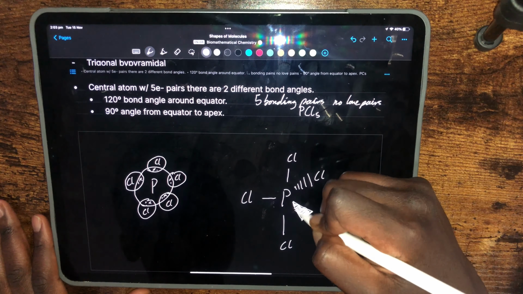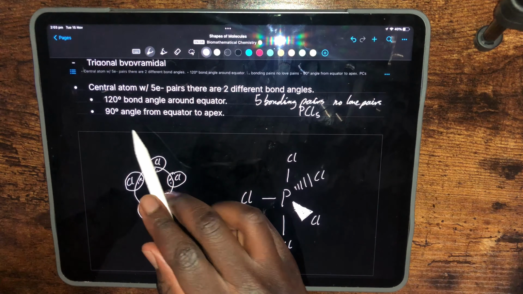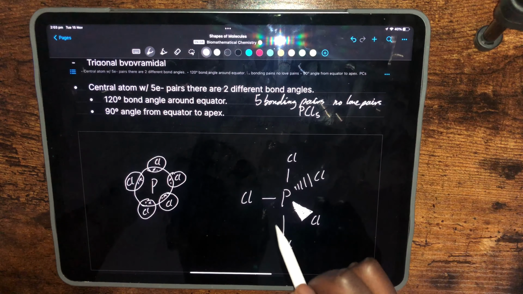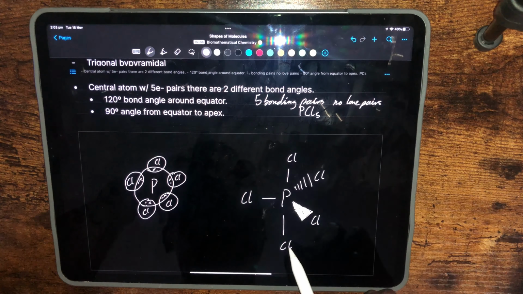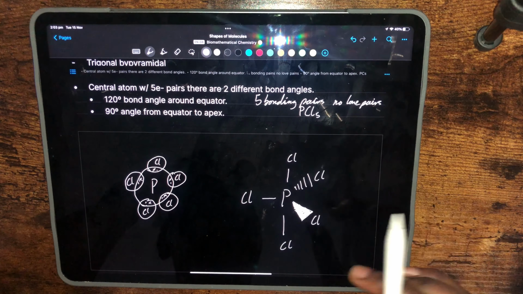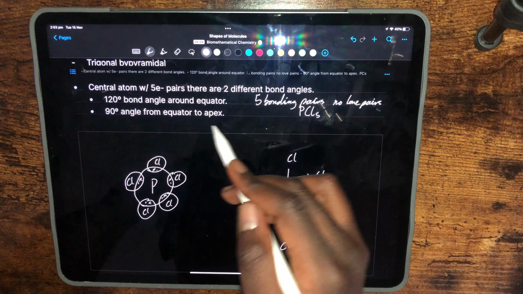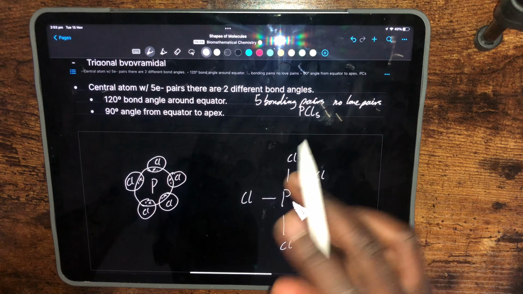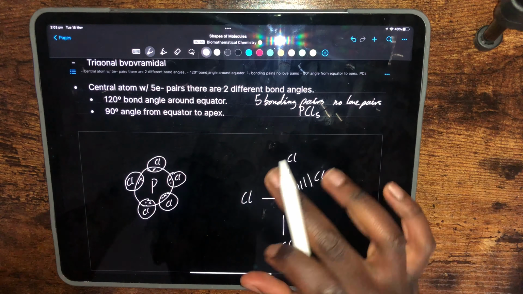Right, and so this angle here, we said we have 90 degrees from the equator to the apex. The apex is usually the top or the bottom, whichever way you flip it around. But apex usually refers to the peak from a center point, right? The apex of the heart is the bottom of the heart. Anyway, so this angle here is actually 90 degrees.